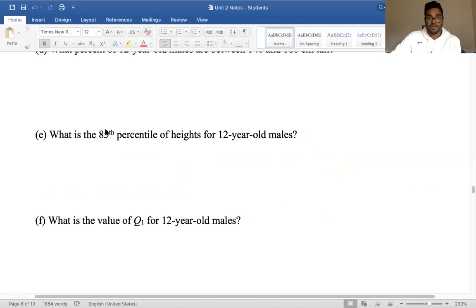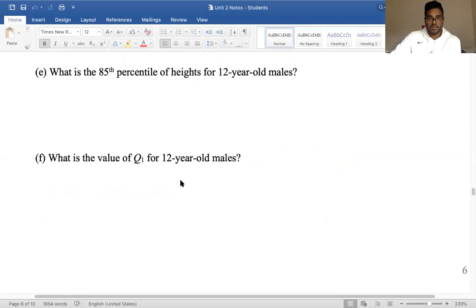Okay, moving on. What is the value of Q1? Okay, so again, if you can't remember, Q1 represents your first quartile, so Q1 equals 25th percentile. Okay, so I'm just going to work this fast. The z-score, I'm not going to look this up, negative 0.67. Then you set it up, negative 0.67 equals x minus 149 divided by 9. When you solve this, you get x equals 142.97.